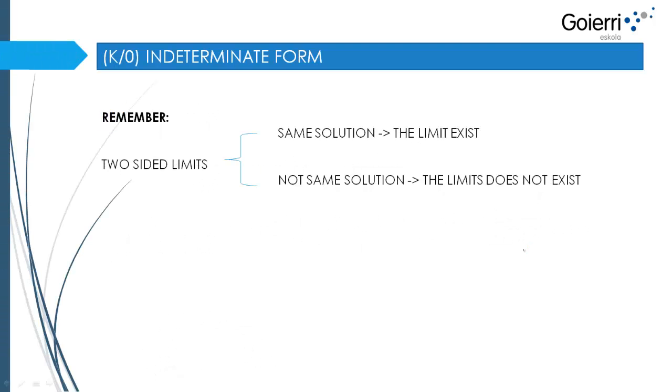So remember, when we have k over 0 indeterminate form, we have to analyze two-sided limits and then analyze the solution. If both are the same, the limit exists, and if both are not the same solution, the limit does not exist.